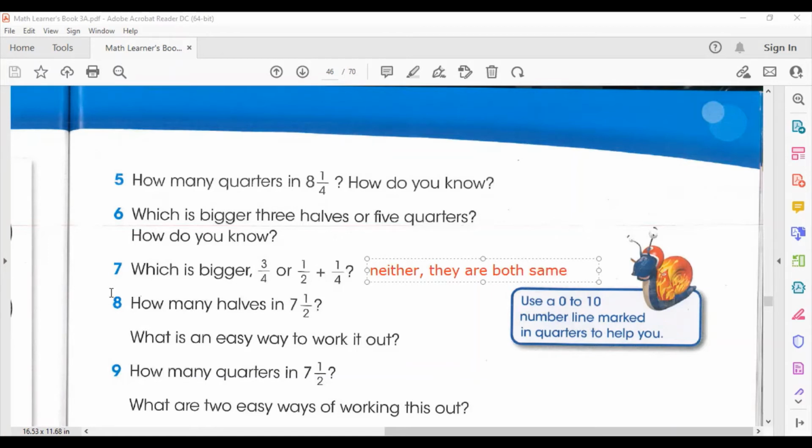Question number 8. How many halves in 7 1 by 2? Halves, no problem, not quarters, because it's written here in halves. 1 by 2, it's half. So we can easily find it.